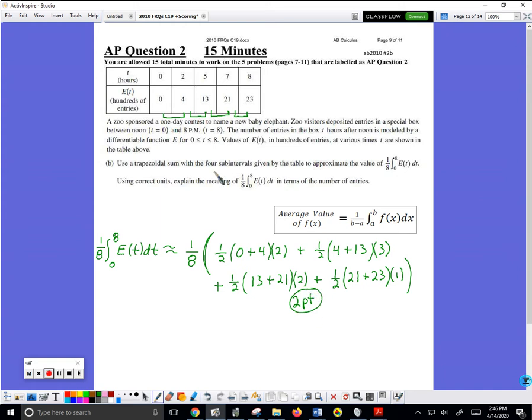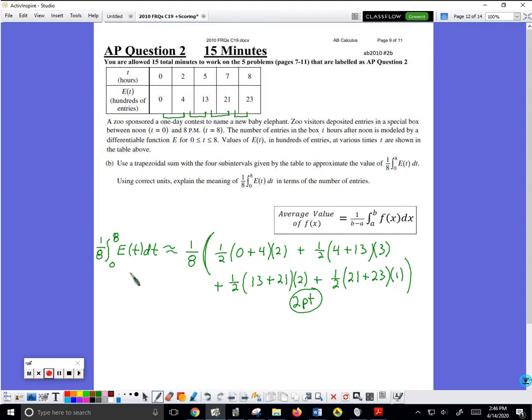Use a trapezoidal sum of 4 subintervals given by the table to approximate this value. We've done that. Using correct units, explain the meaning of this integral in terms of the number of entries. So here's where I have to have a sentence, and my sentence must reference each and every part of this expression, and I have to have units for each and every part.